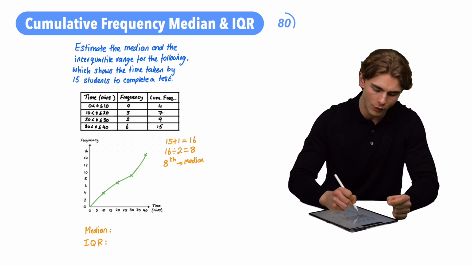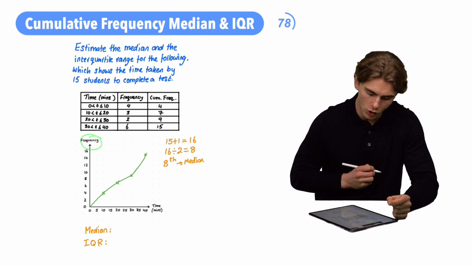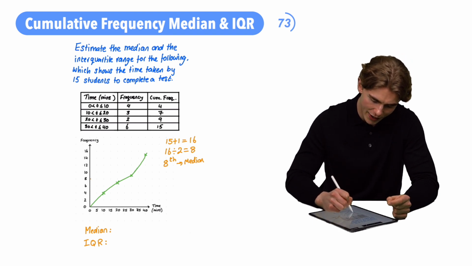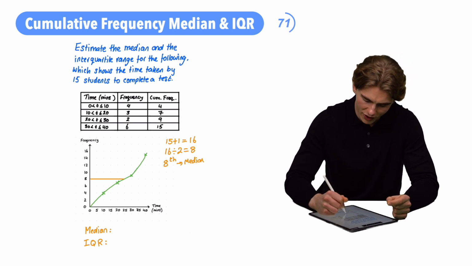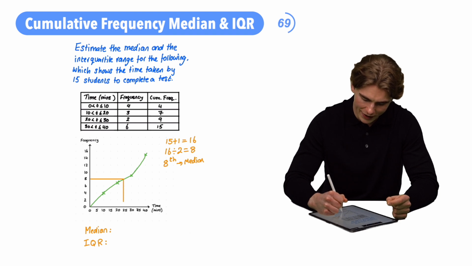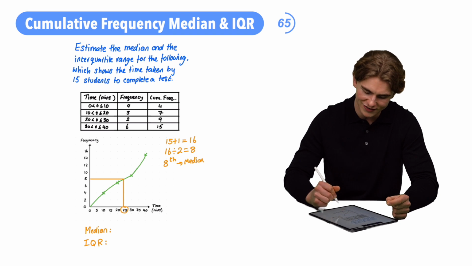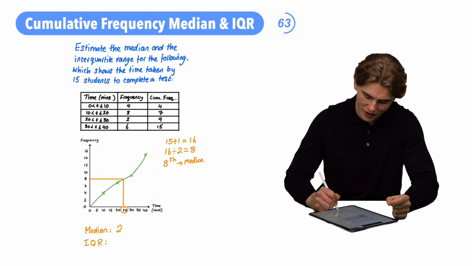We're going to come over to our y-axis, which is our cumulative frequency, and we're going to read across from our 8. We're going to draw a line over just like this. Make sure you use a ruler, guys, and then we're going to draw down from where that meets our line, and we can see that it meets the line at a time of 25, and that suggests, guys, that our median is going to be 25 minutes.